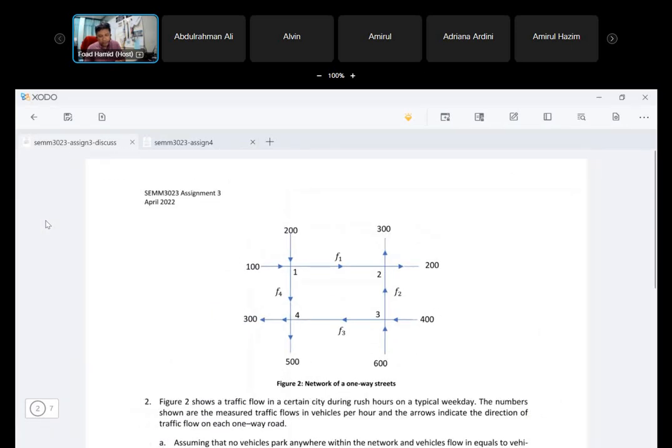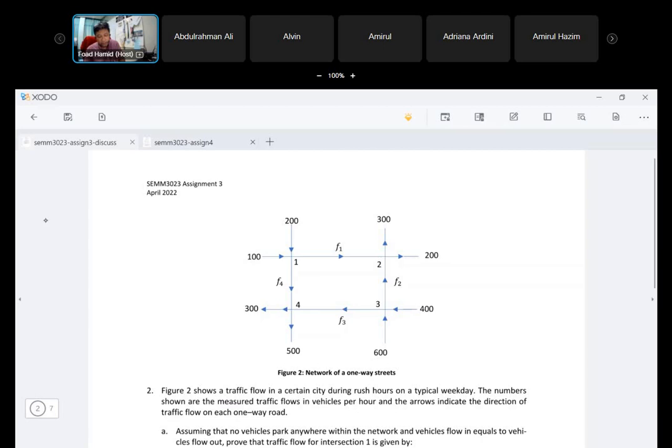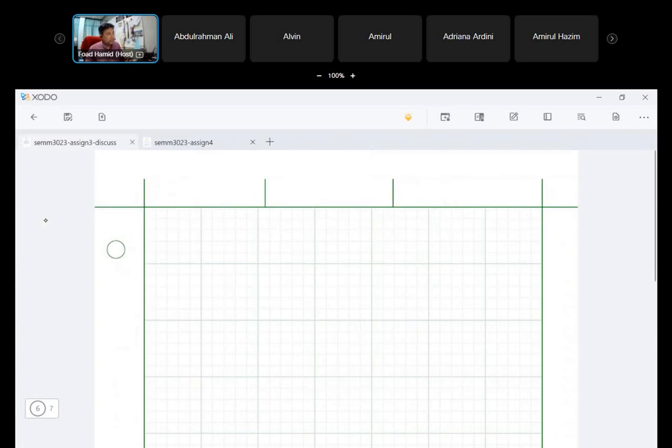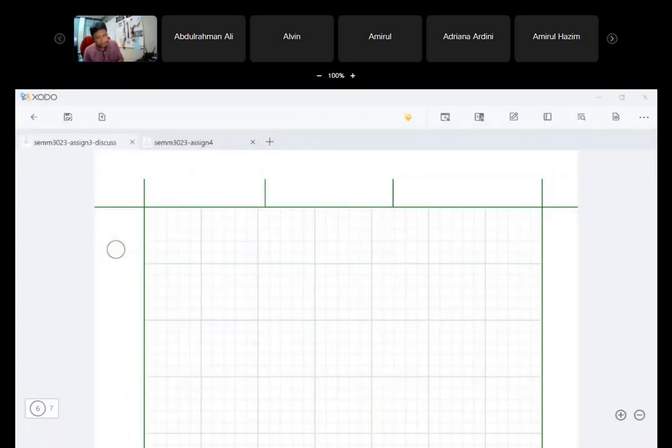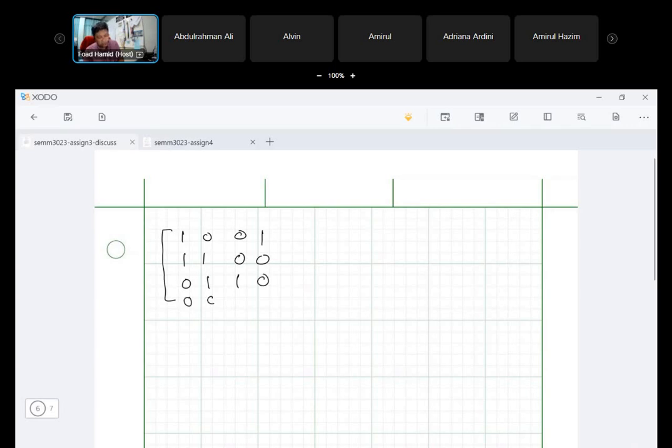Okay, so I think this is again the same one. What's coming in must equal what's coming out at junction 1, junction 2, junction 3, and junction 4. So what I have for my equation for the second question is this one. What I get here is 1 0 0 1, 1 1 0 0, 0 1 1 0, 0 0 1 1. And then we have, of course, F1, F2, F3, and F4. This is 300, 500, 1000, and 800.